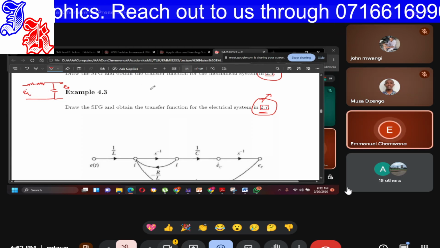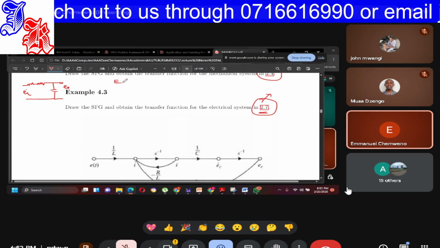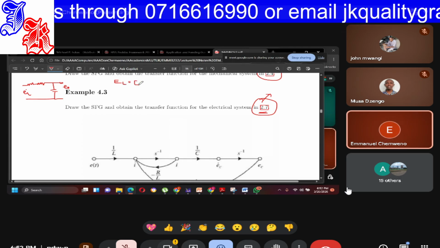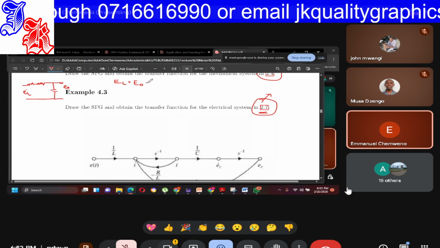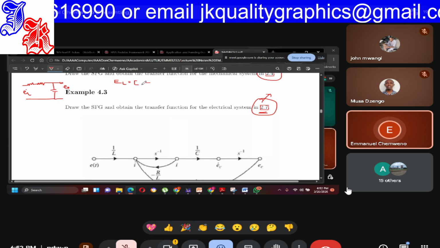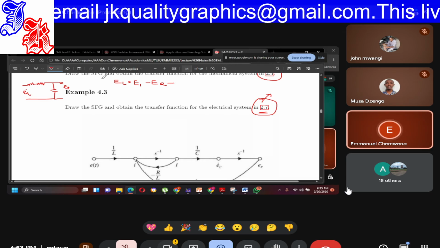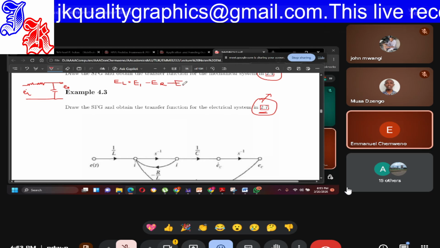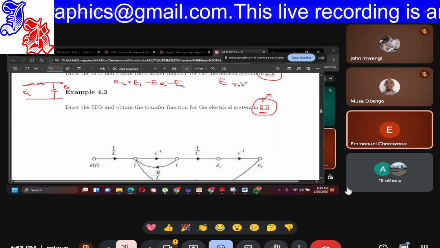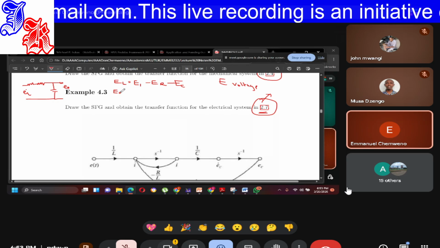So we recall we wrote the equations as EL is equal to EI minus ER minus EC. This is just voltage. E is equal to voltage. And E naught is equal to EC.